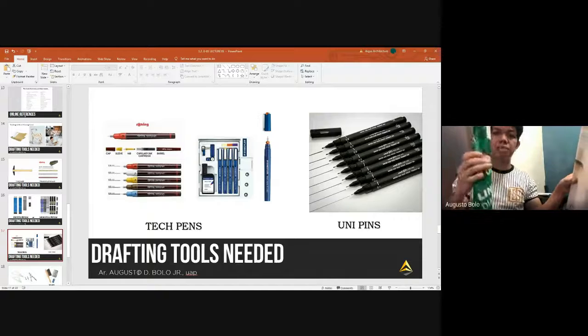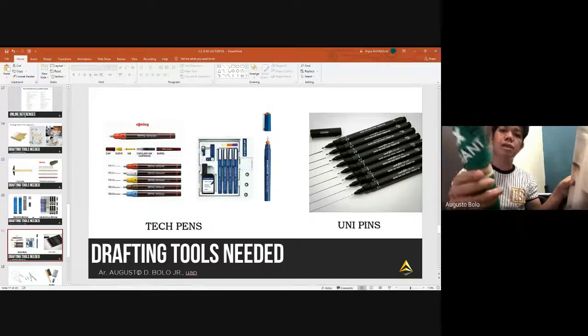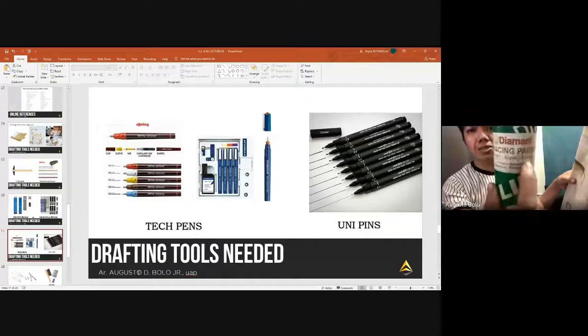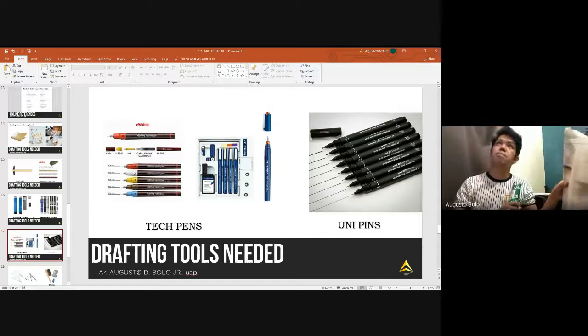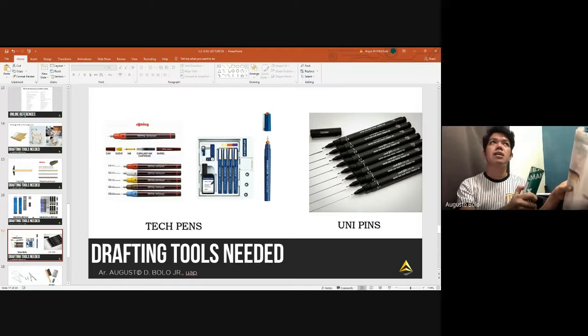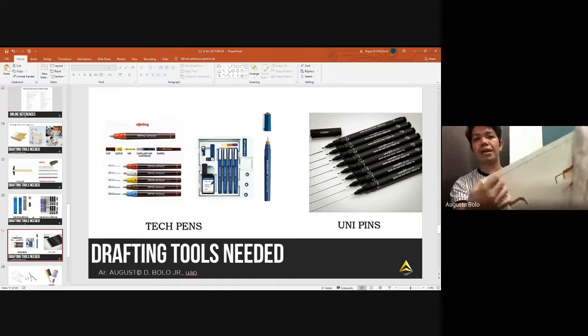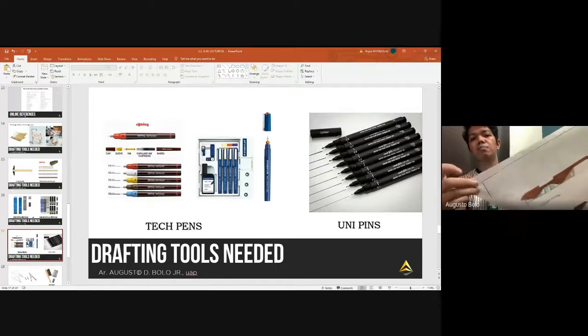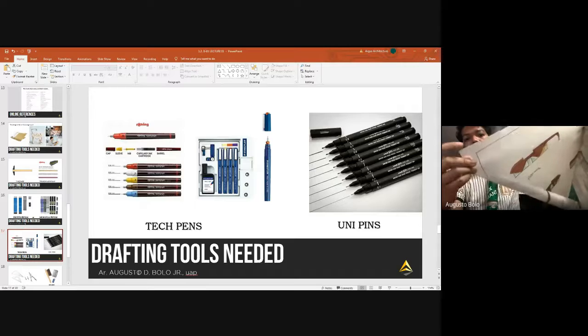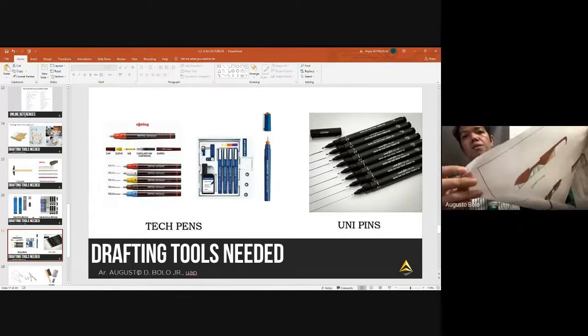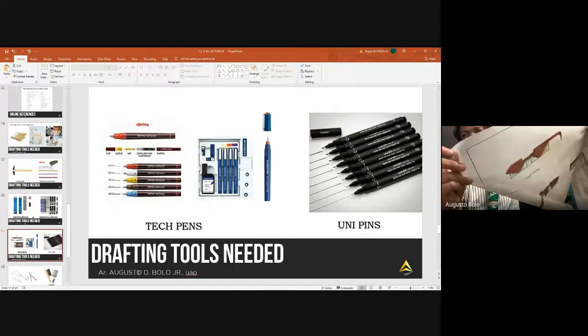Although not all are green, there are red and blue, depending on the size. Tracing paper, 20 by 30. Recommended thickness or GSM is 80. 70 is okay, but 65 is too thin. It can easily be torn out when you put masking tape at the edge, so it is hard to manipulate. As much as possible, use a thicker one. 80 is okay.